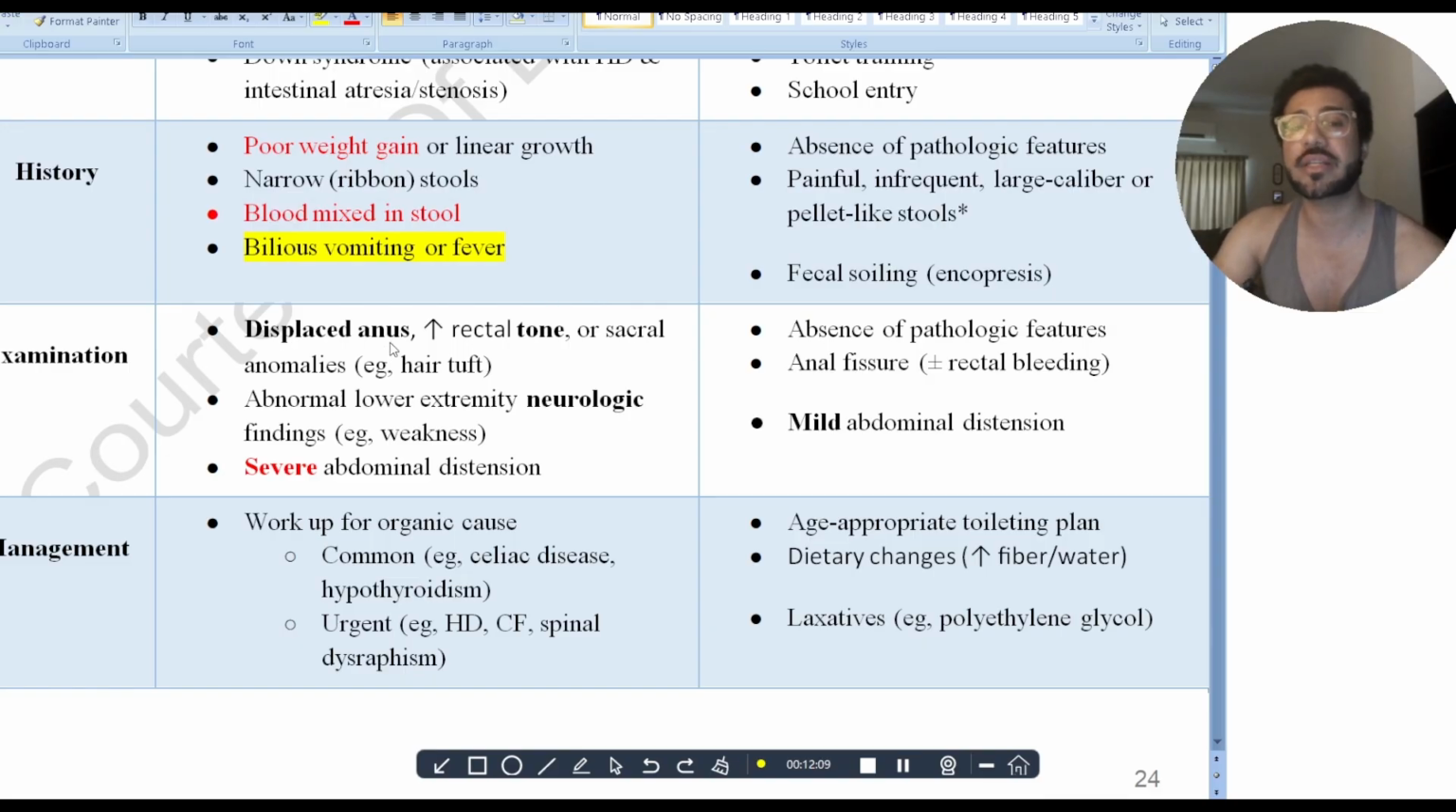Displaced anus. What does displaced anus indicate? It indicates that the child may have a problem of spina bifida. Increased rectal tone. In which case is this seen? This is seen in Hirschsprung disease. Why?